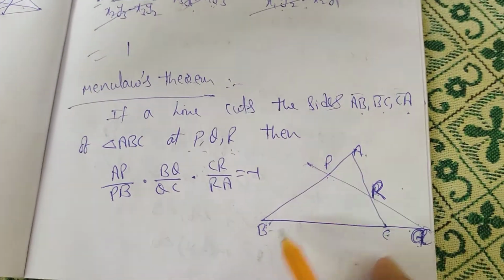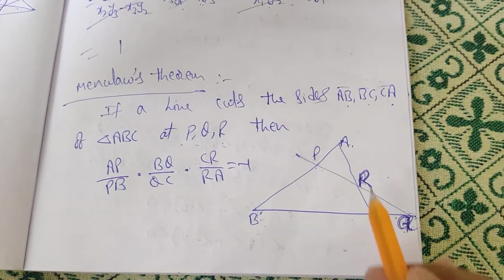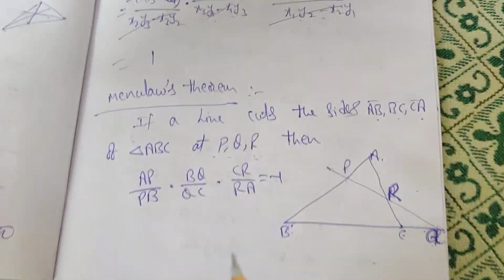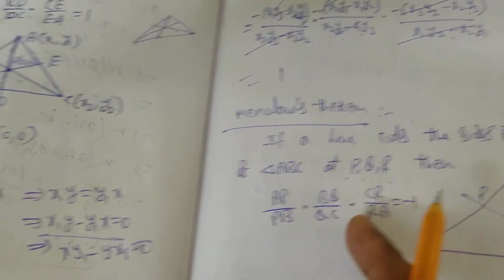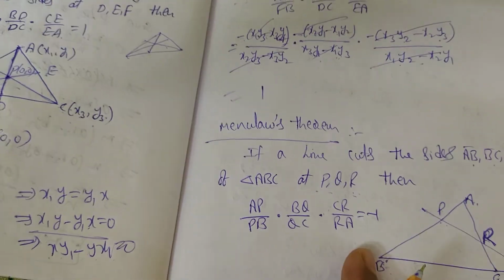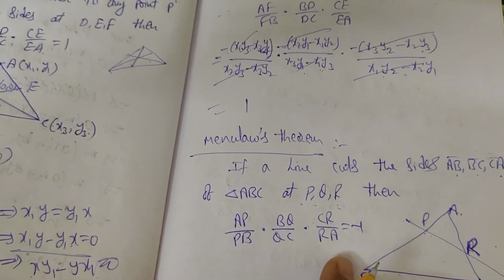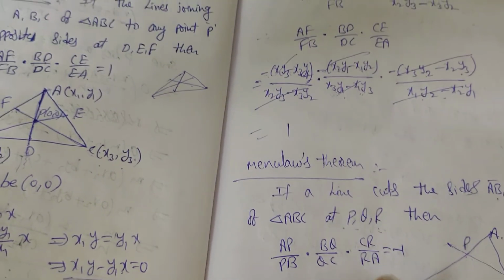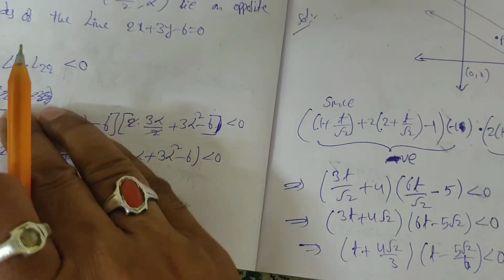Now AP by PB into BQ by QC into CR by RA is equal to minus 1. The proof of this one we can also prove in this method only. So very easy. The proof is not important, but the procedure is important. So you just remember these formulas. Based on these formulas, I will give some questions.